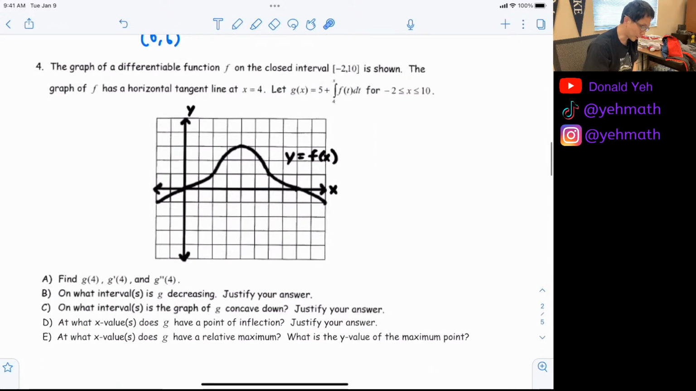Okay. How about g of 4? If you think you got it, what is g of 4? 5. Yeah, it's just 5. So this is 5. Right? What is g prime of 4?